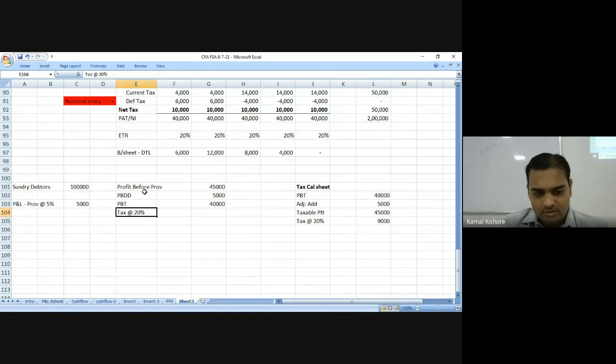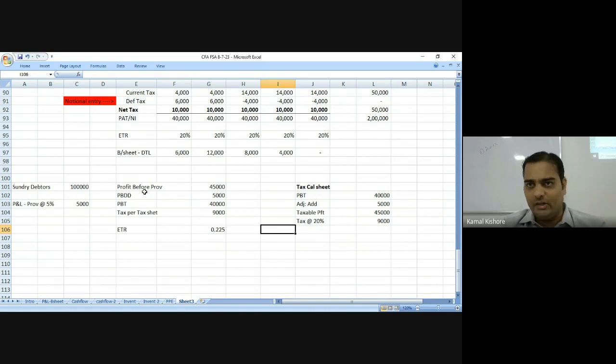So tax per tax sheet is 9,000. ETR is 9,000 divided by 40,000, which is 22.5%. However, now this is a temporary difference. Right? If it is a temporary difference, we are not sure, because I do not know whether this will actually become a loss.